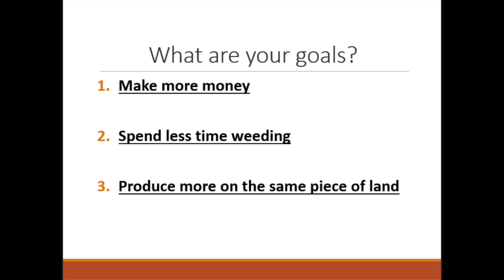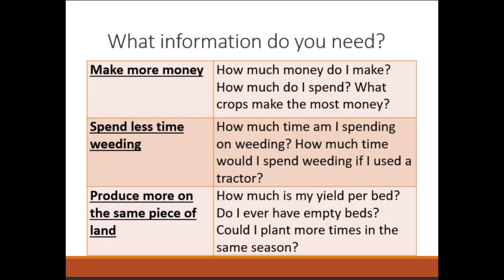But thinking about the information that you need to know if you're meeting your goal. So, our examples: if your goal is to make more money, you have to know how much money you are currently making, and you also have to know how much you are currently spending. And maybe another thing you would want to know is which crops are making the most money. So all of that could be questions you can ask yourself, information that you need in order to get to this make more money goal.